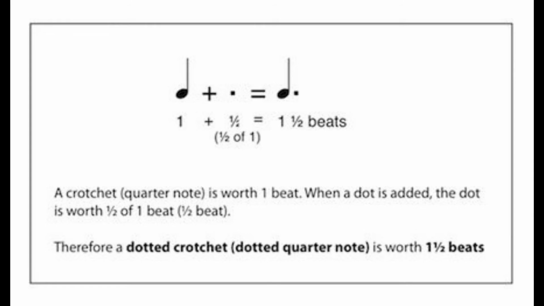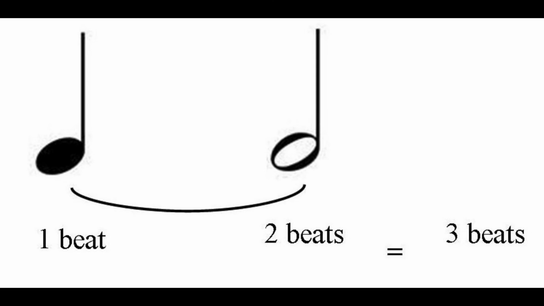Here's another example. 1/2 of a quarter note, which is 1 beat, is 1/2. So we add that 1/2 to the 1, making it 1.5 beats. So we add a dot to the quarter note.